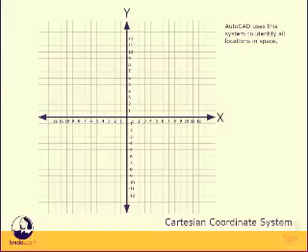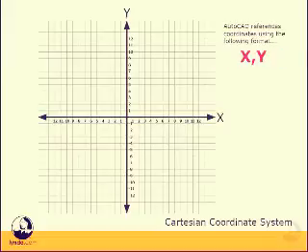Now, AutoCAD uses a fancy name for locations in space. AutoCAD uses the word coordinates. AutoCAD references coordinates using the format x, y. Now take a look at the area where the x and y axis intersect. That intersection has a coordinate value of 0, 0, because each of the axes is intersecting at the 0 location.